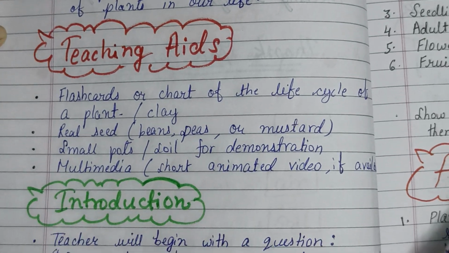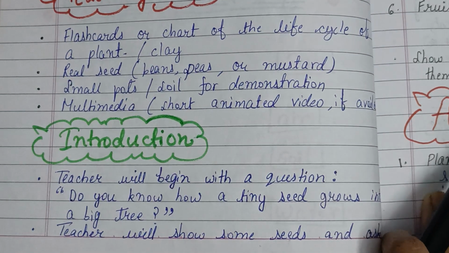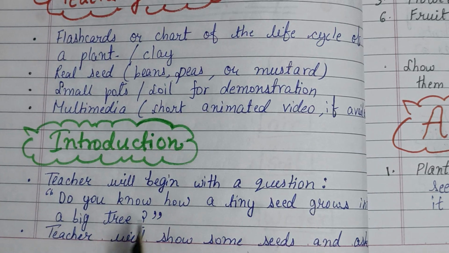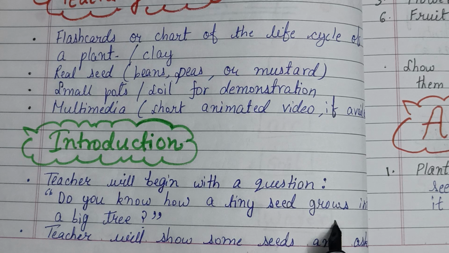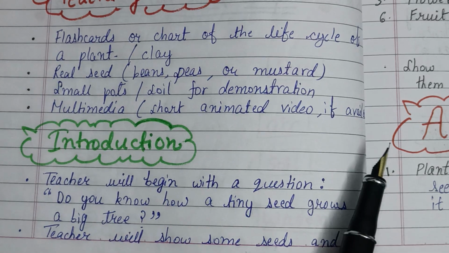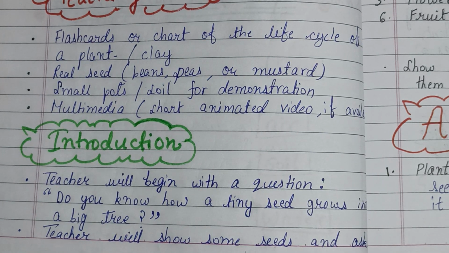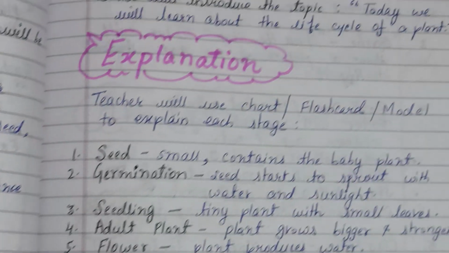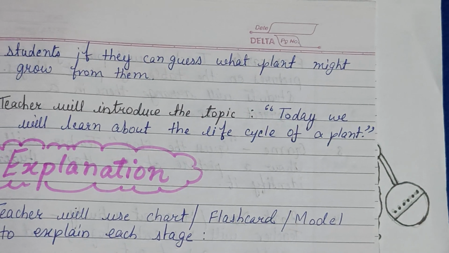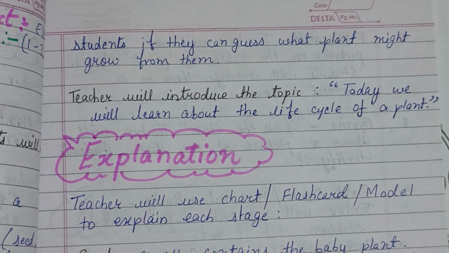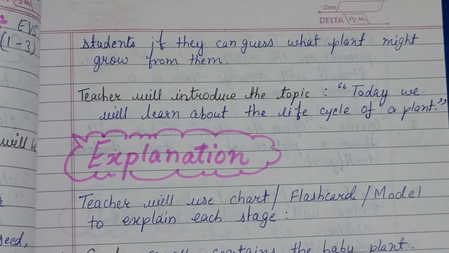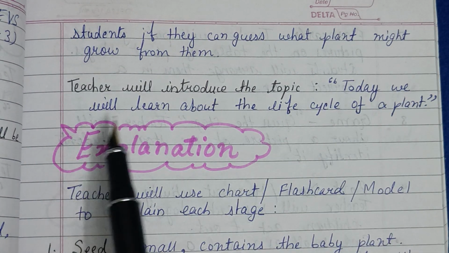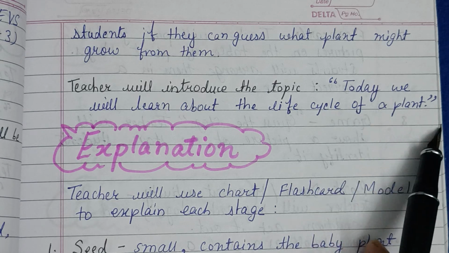So, introduction. The teacher will begin with the question: Do you know how a tiny seed grows into a big tree? After that, the teacher will also show some seeds and ask students if they can guess what plant might grow from them. Then the teacher will introduce the topic that today we will learn about the life cycle of a plant.